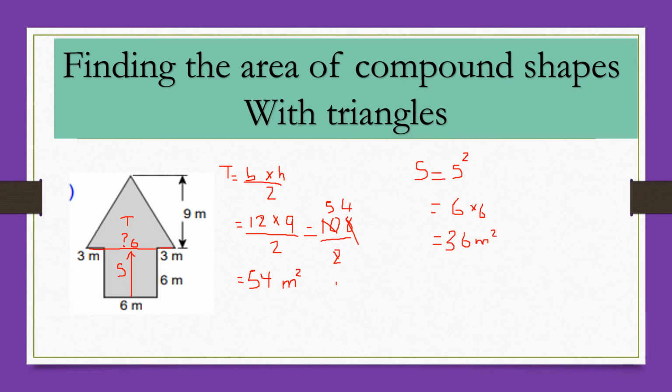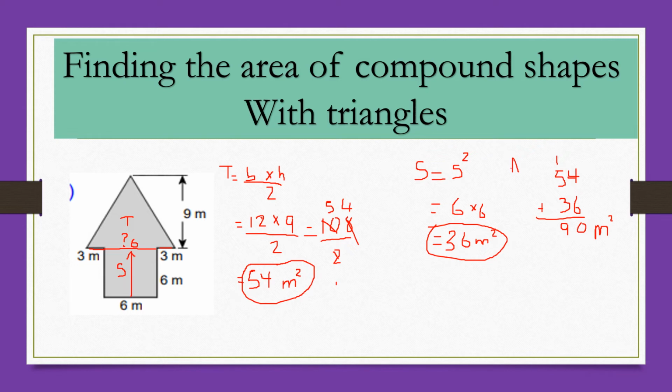So now that I know this here and this here, I haven't finished. I just found the area of both of them. I need to add them together. So 54 plus 36 is gonna be how much? 4 and 6 give me 10. I carry the 1. I already have 6 there. 6 plus 3 gives me 9, so 90. So my answer is gonna be 90 squared meters. So this is my answer.